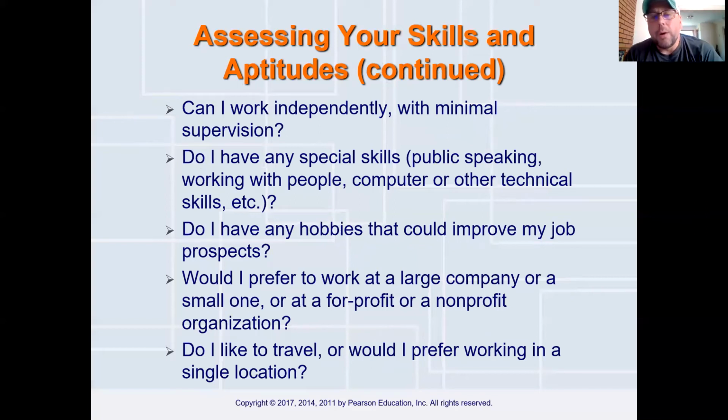You also want to know, can I work independently or with minimal supervision? Pretty much gone are the days of micromanagement where you have someone sitting on top of you constantly. I'm not saying that that doesn't exist out there. It is still there. But people are looking for those who can be go-getters, those who can go out and take initiative and do what needs done without being told constantly.